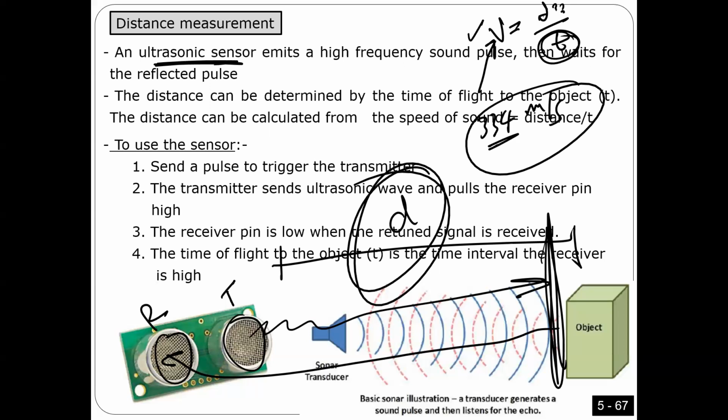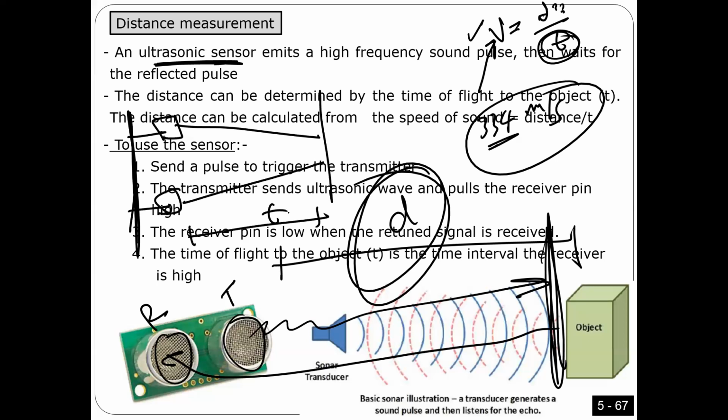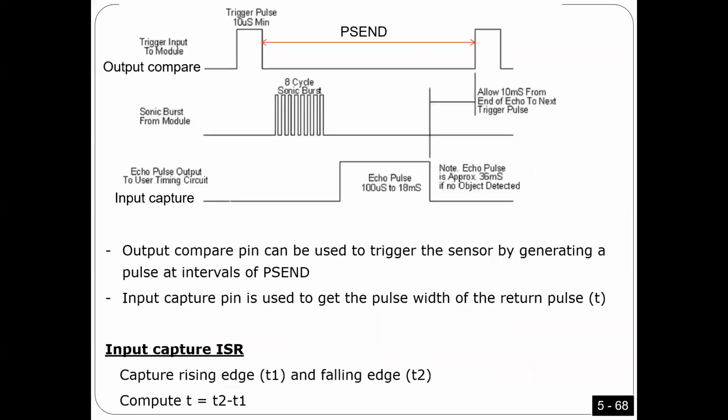So all I have to do is calculate the time for the signal. I'm going to tell you how, but you will see right now. The signal goes, hits, and comes back. So I calculate this time, and then you have to divide it by 2. Why? Because this is the time for the signal to go and come back. That's why you have to divide by 2.